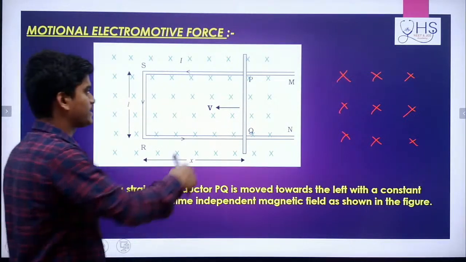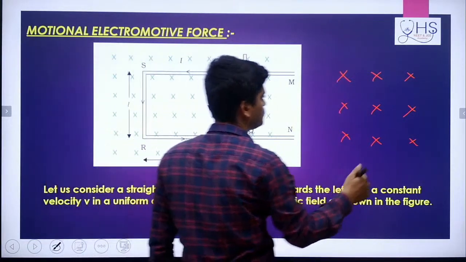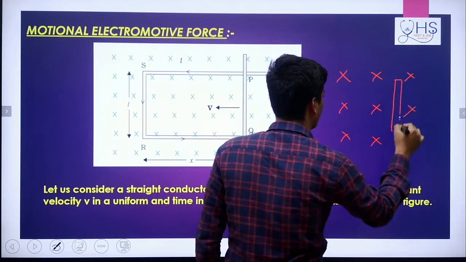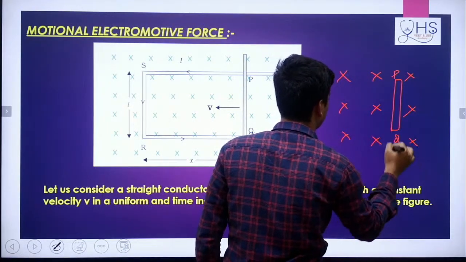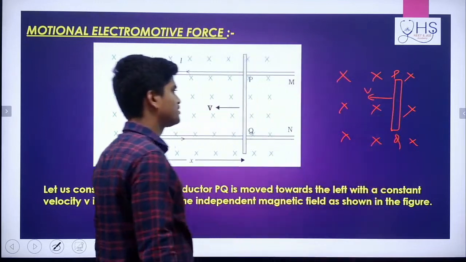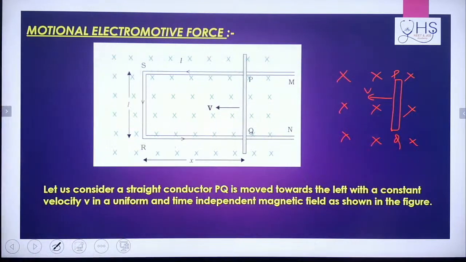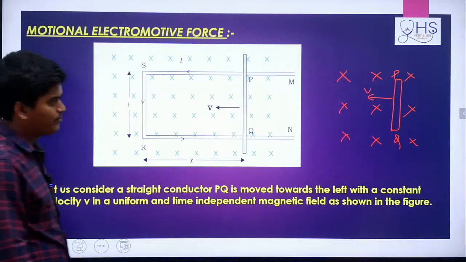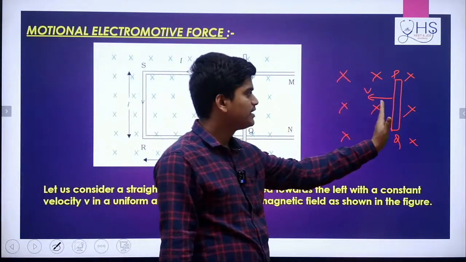Now a conductor is there. This PQ is a conductor. P here, Q here. Now this is moving with a certain speed V, or velocity V. Now if it moves in this magnetic field, then what will happen?